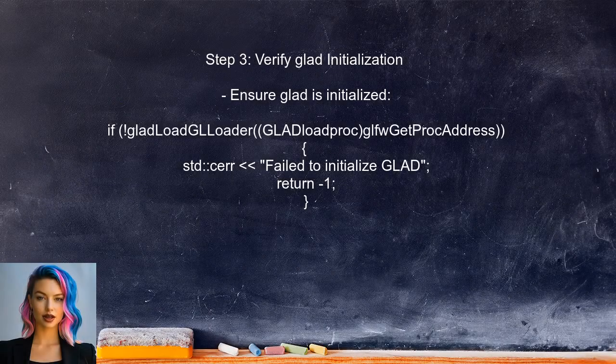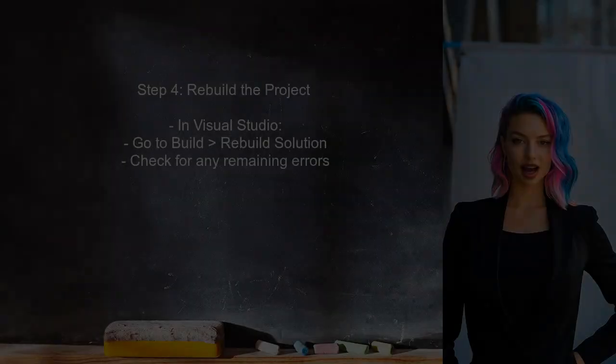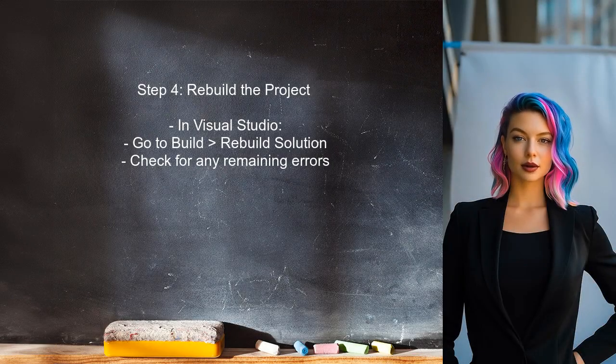After adjusting the includes, the user should verify that the glad loader is properly initialized in their code. This is crucial for OpenGL functions to work correctly. Finally, the user should rebuild their project in Visual Studio to apply the changes. This will help ensure that the new settings take effect.